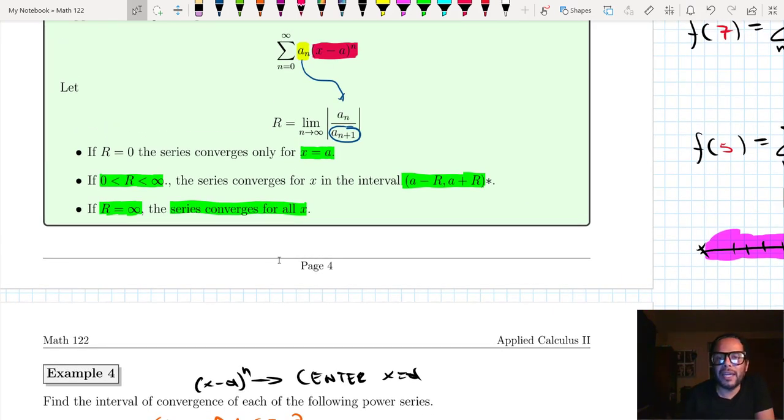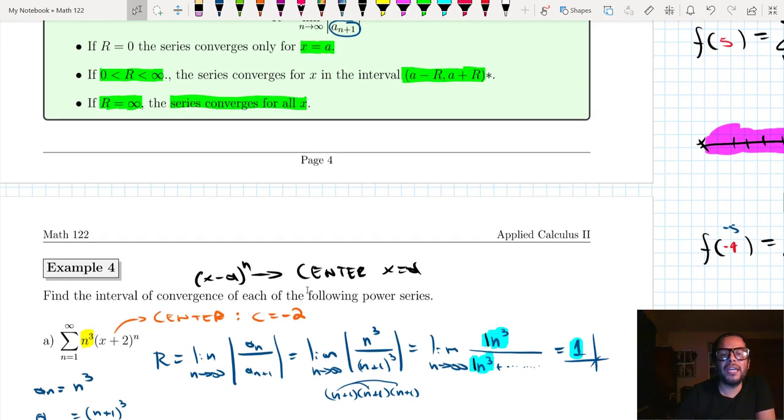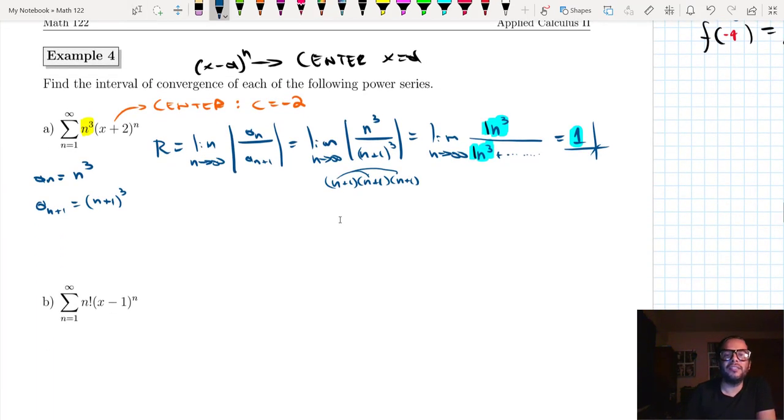We are going to have A, which for us is -2, and R is 1. Okay, let me write that down again. The center is -2. This number that we just got is the radius of convergence.